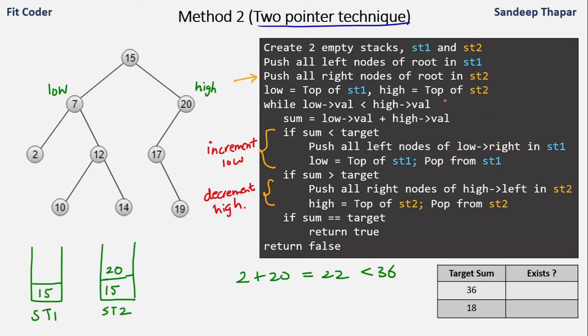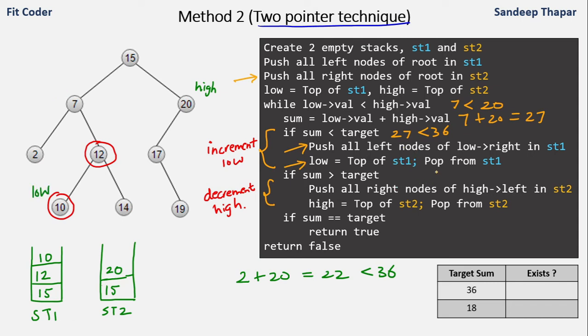So now low is 7 and high is 20. We compute the sum, it is 27. We check if 27 is less than 36. Now we push all the left nodes of right of 7 in the stack 1. So right of 7 is 12. So we push 12 and 10 in the stack 1. And then low becomes equal to top of stack 1, which is 10. And then we pop from the stack 1. So we remove 10 from the stack.